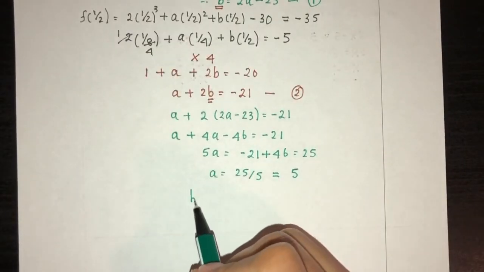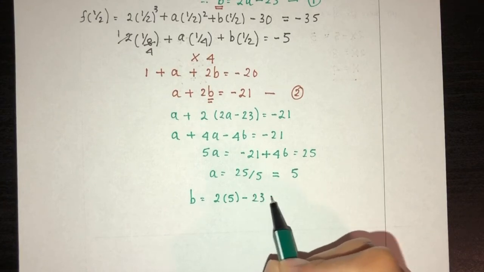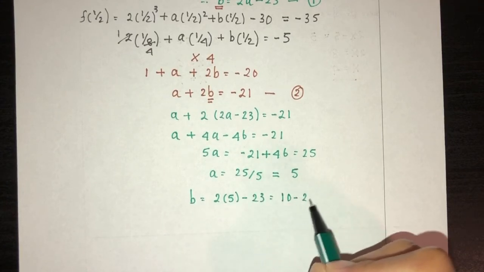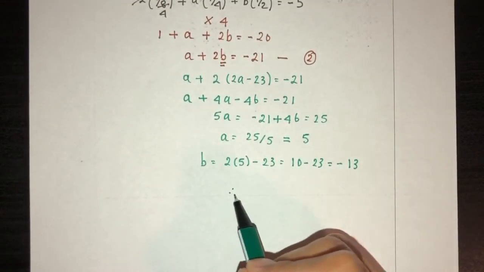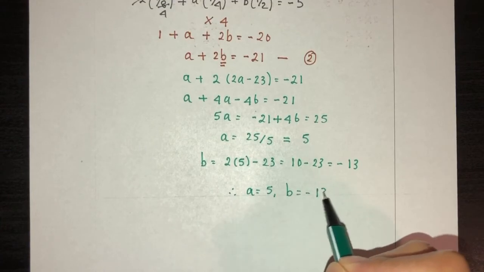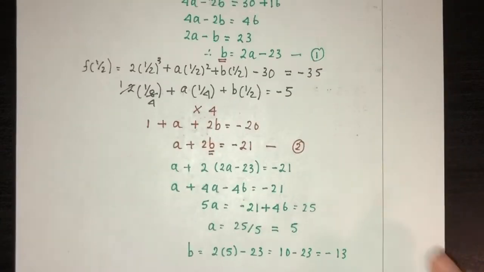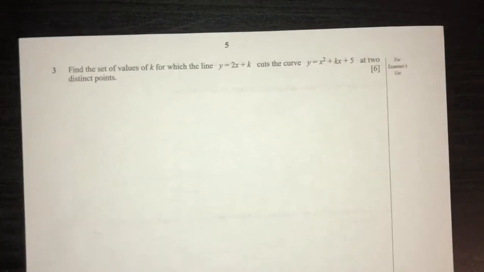So b is equal to what? 2a, which is 2 times 5, minus 23. 10 minus 23, that will be minus 13. So here you go. The value of a is 5 and b is minus 13. That is your question number 2. Now let's move on to question number 3.